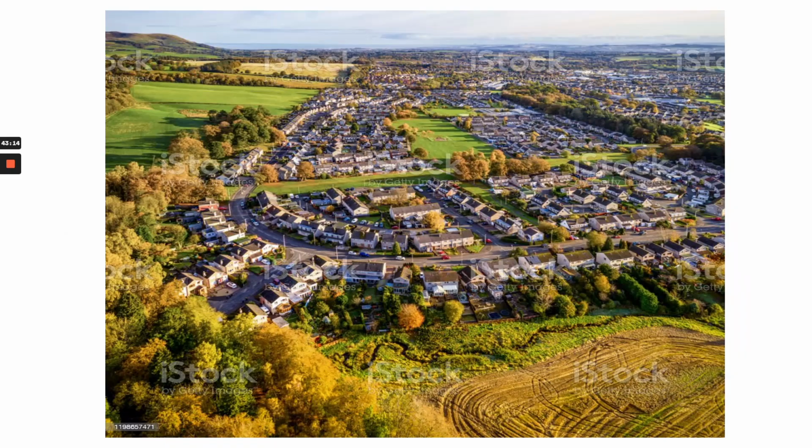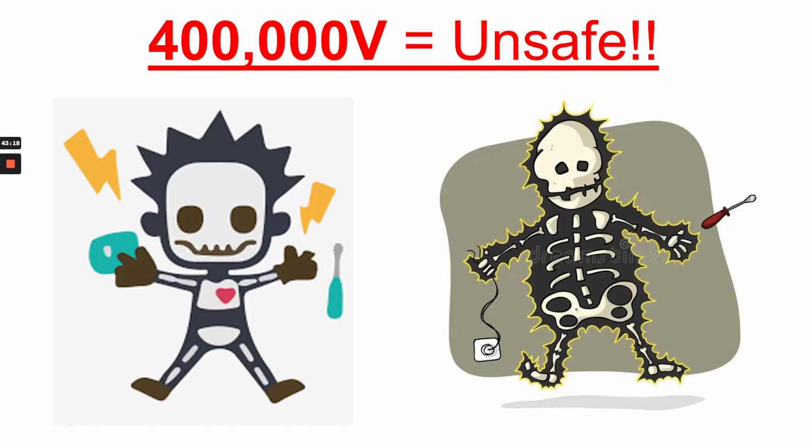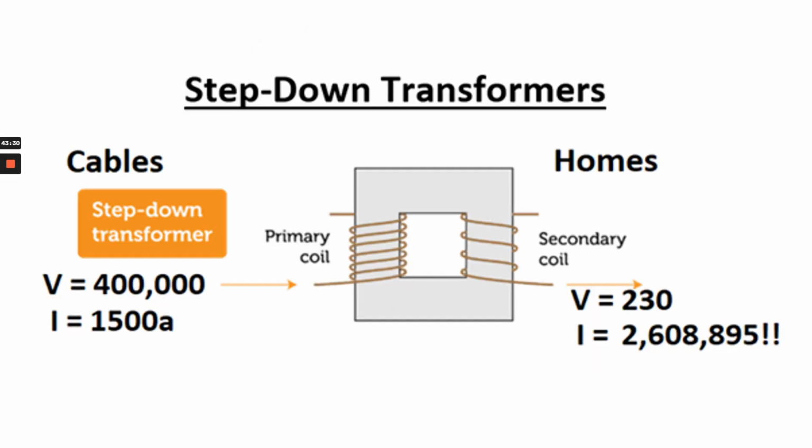Now, when I get to my town or city, I can't have 400,000 volts going round. That would literally be electricity leaping off the walls and killing people. So I need to reduce the potential difference to a safe level. Remember, it's 230 volts in the UK. This is where a step-down transformer comes in.